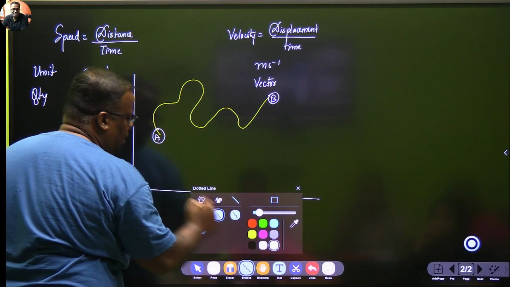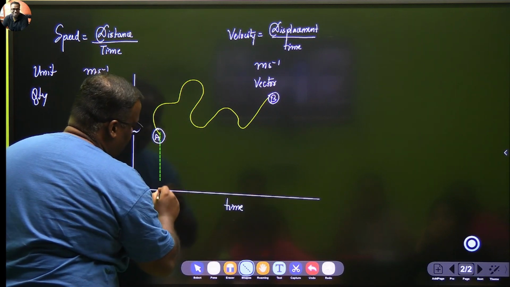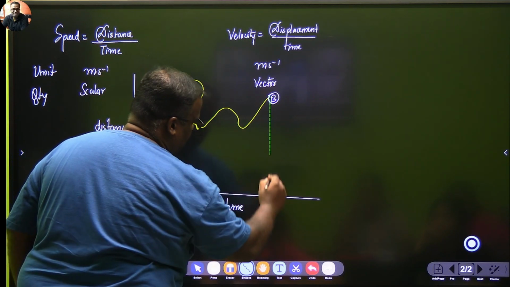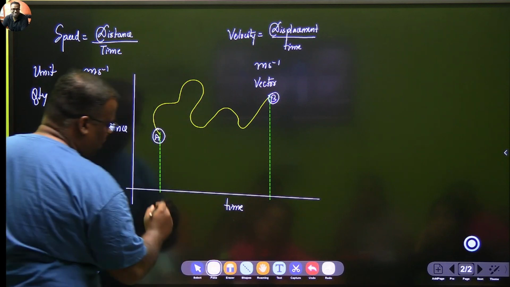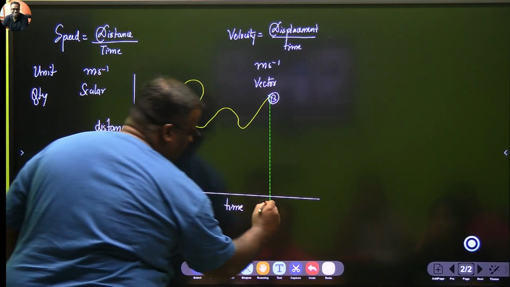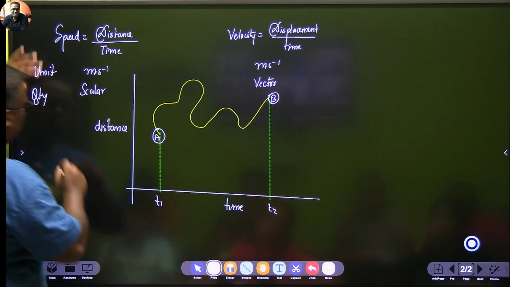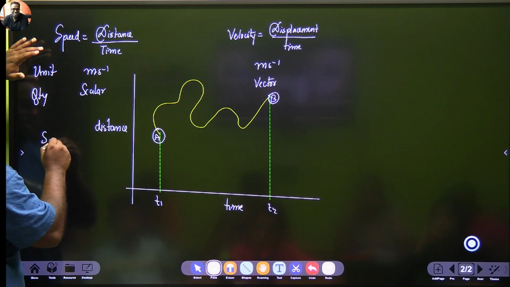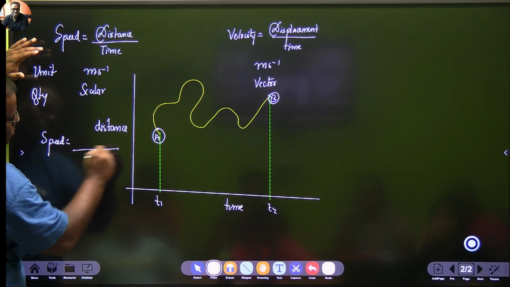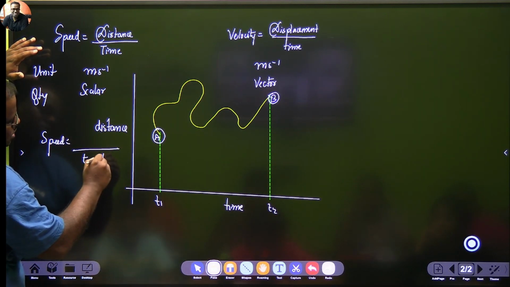And what are my time axis? This is one time and this is the other time. So time में कोई problem नहीं है. Say this is the time t1 and this is t2. So if you try to calculate speed, then speed के denominator में it will always be t2 minus t1.